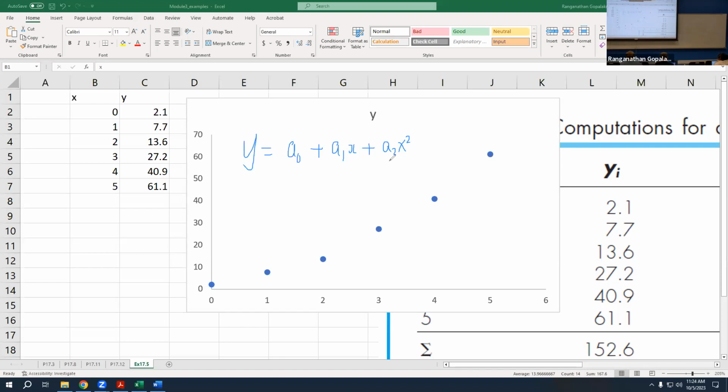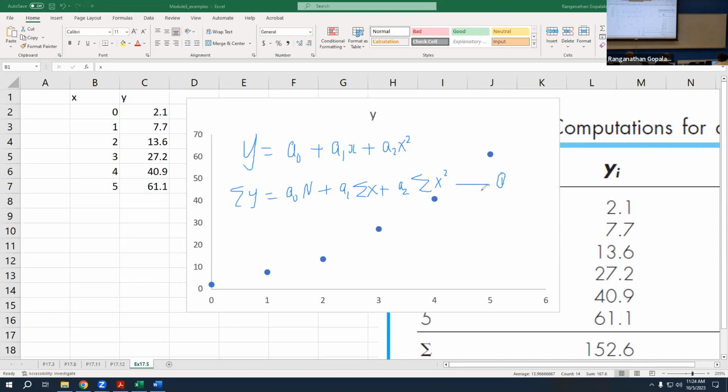And last lecture I gave you a quick way to set up 3 equations to solve for a0, a1, a2. Let's recall that. What you would do is take the summation of all the y values, which is equal to a0 times n plus a1 times summation over x plus a2 multiplied by summation over x squared. That is one equation that you can generate.